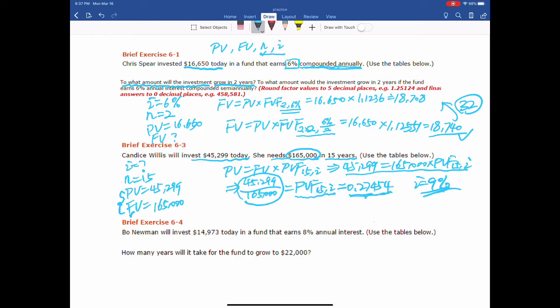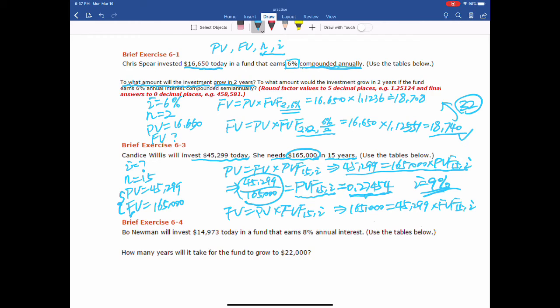Okay, and because we are also given the future value, we can also apply the other formula. Future value equals present value times the future value factor, which is determined by 15 and I. Again, you just input everything: 165,000, 45,299, the future value factor for 15 and I.